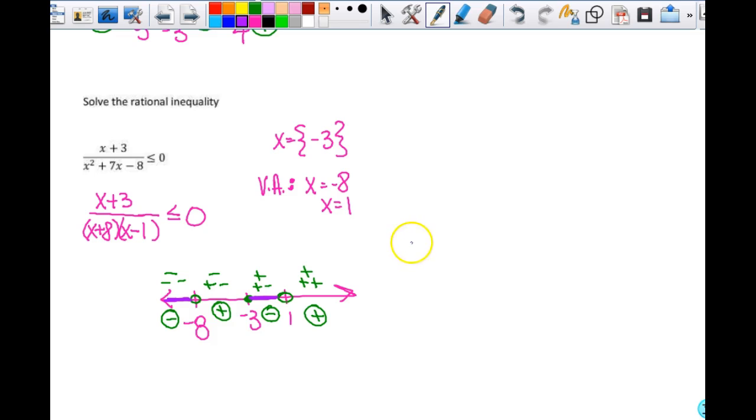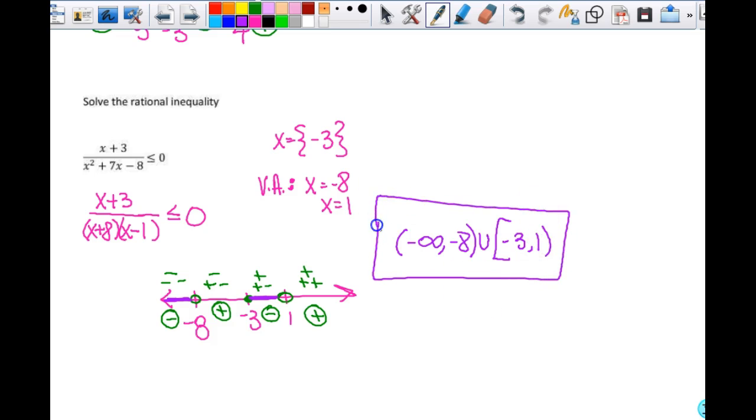Then I'm going from negative infinity to -8. Never include my infinities. This is an open circle. And then I'm going from -3 to 1. This is a closed circle here, so that's a bracket. Open circle here, parentheses. There are my intervals.